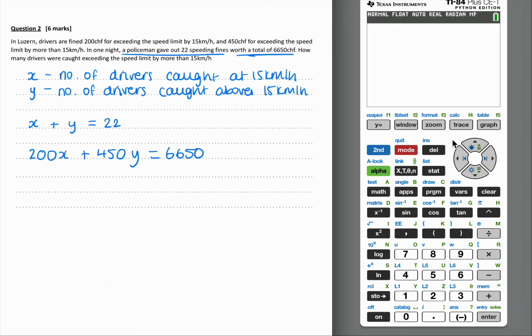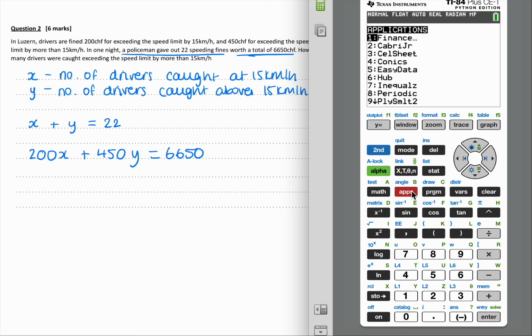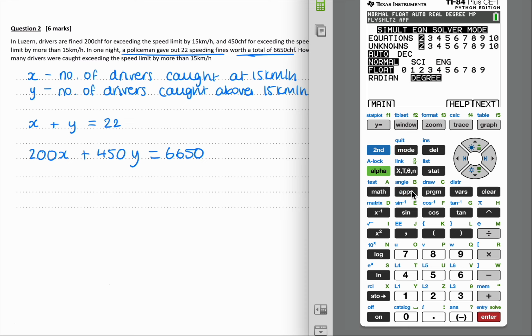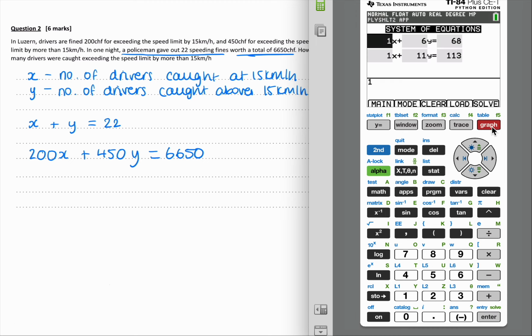To answer that, I'm just going to go to my calculator, apps, Polysimult 2 and Simultaneous Equation Solver. I have two equations and two unknowns. So the first one is 1, 1 and 22. And then I have 200, 450, and 6,650, which is the amount of money the policeman made.